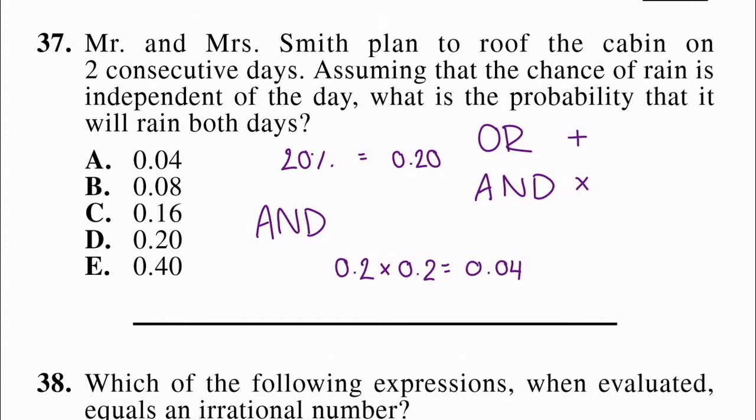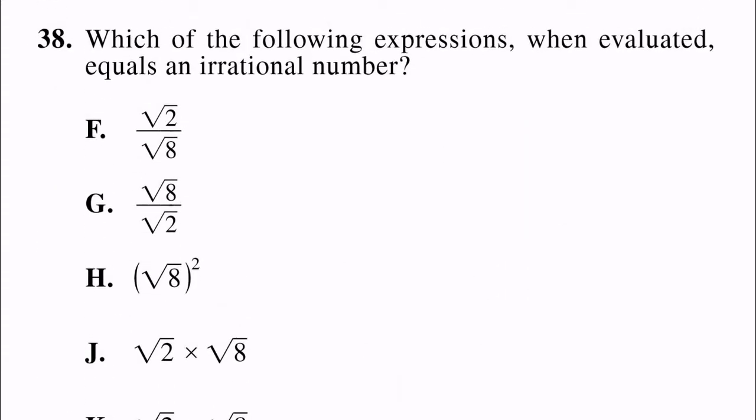So our probability that it will rain both days is 0.04, which matches our answer choice A. Number 38, which of the following expressions, when evaluated, equals an irrational number?